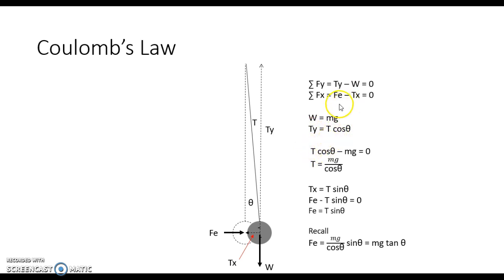Now, if we substitute all this information into our first equation up here, we get T cosine theta minus mg is equal to 0.